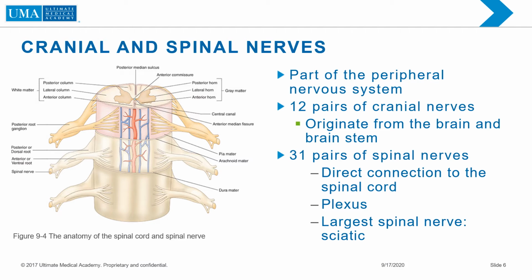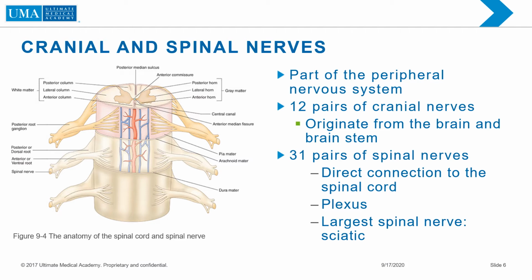There are actually 31 pairs of spinal nerves, 31, and all are mixed nerves because they contain both sensory and motor fibers. They are named according to the region and level from which they emerge. There are 8 pairs of cervical nerves. This is C1 to C8.